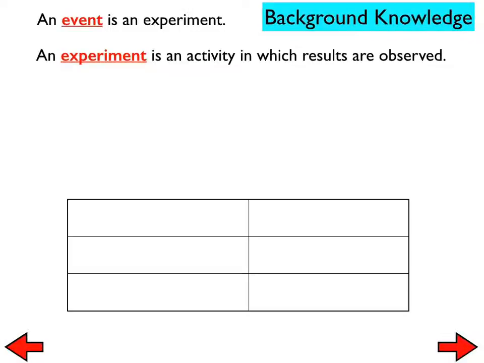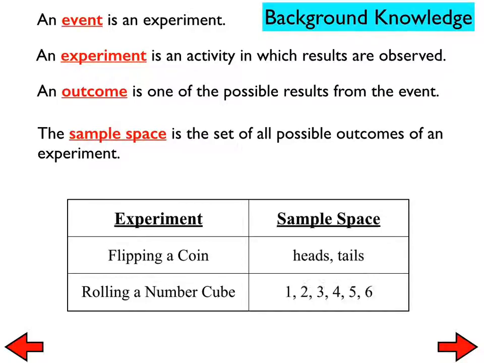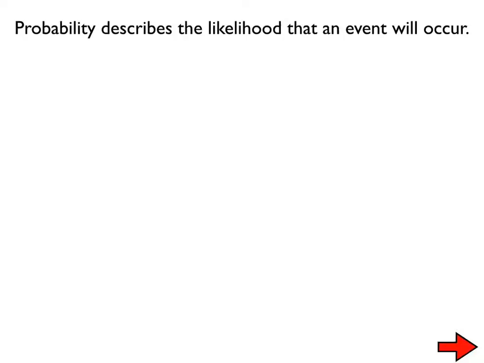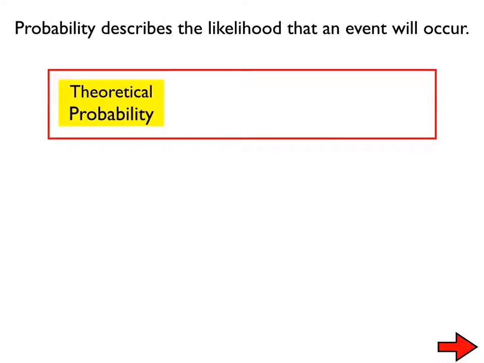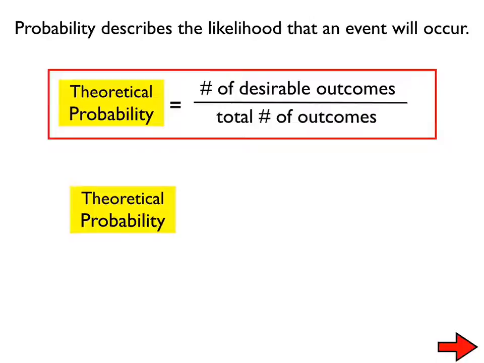And we defined all of these things yesterday. We talked about what an event was, what an experiment was, what an outcome was, what sample space is, and so on. Probability describes the likelihood that an event will occur. And I defined yesterday what theoretical probability is. That was not in your notes yesterday, but it is in your notes right now. Okay, so theoretical probability, remember, is the number of desirable outcomes over the total number of outcomes. And theoretical probability is what should happen. Doesn't always happen, but that's what we expect to happen. And now I think you have a blank area that you're supposed to fill in.